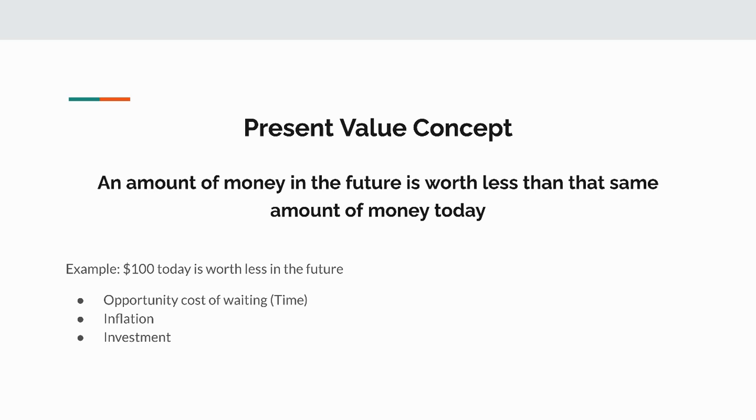Number one is the opportunity cost of waiting. So if you had $10,000 right now, you could go and spend it. But if you had to wait 10 years to get that $10,000, it's going to be worth less to you because you have to wait a certain amount of time to get access to that money.